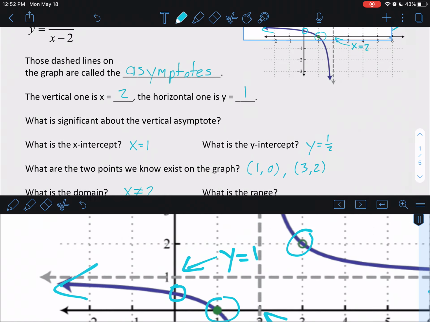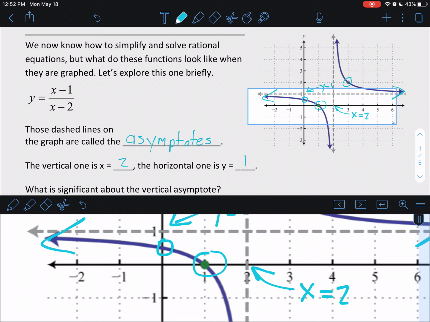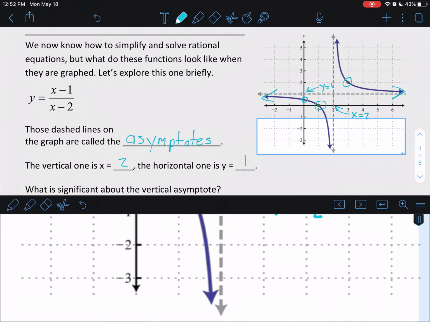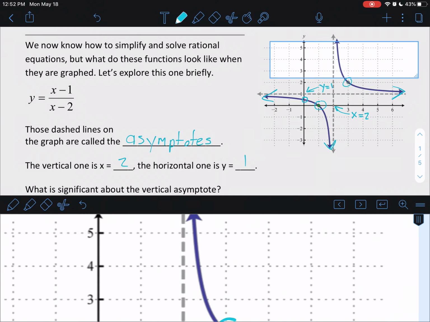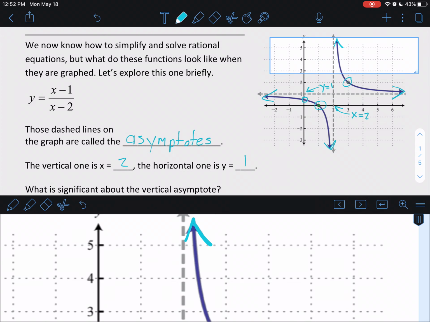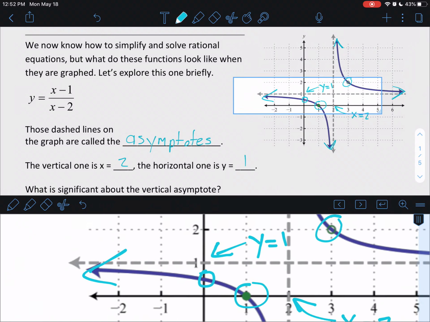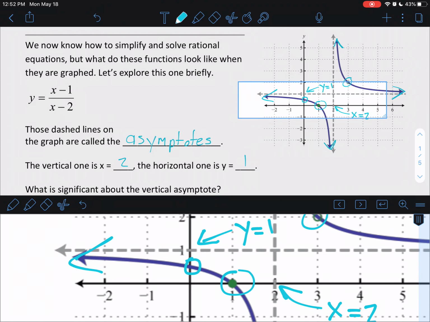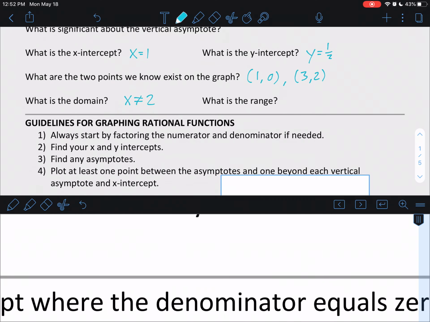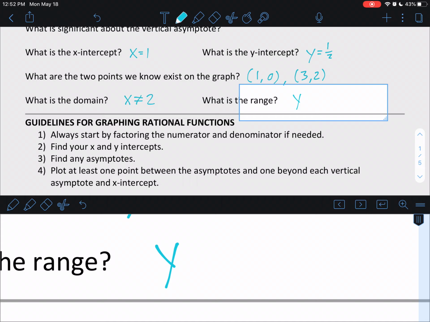And the range, that's up and down. So the range is going to be the same thing because it can go all the way down to negative infinity, all the way up to positive infinity, but at y equals 1, it stops existing. So the range is everything except y equals 1. Y doesn't equal 1. Y can equal everything else, but y cannot equal 1.